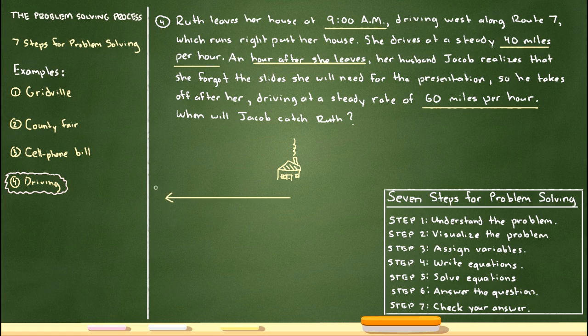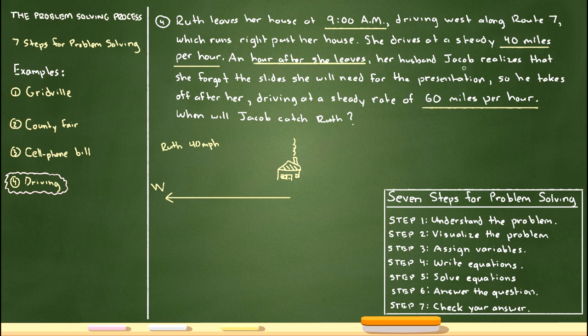Okay, so she's going west. Let me put a W here for west. And she's driving at 40 miles per hour. So let me write that down. Ruth is going 40 miles per hour.